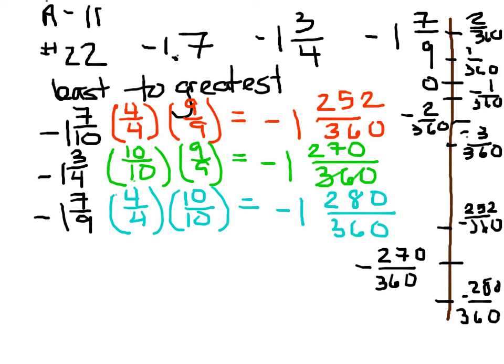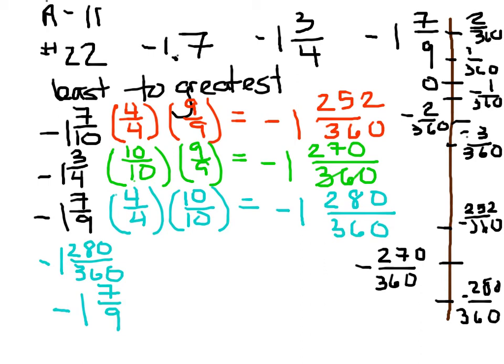So I come down here and I say, okay, this one is the farthest down, therefore I know this is my smallest number. So it asks me to put them in order from least to greatest. So I'm going to put that one first. I'm going to say the smallest one. So least to greatest, I'm going to go with negative 1 and 280 over 360, which of course is the same thing as saying negative 1 and 7/9.